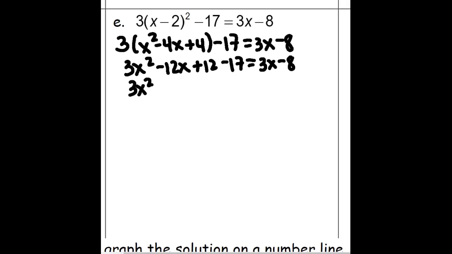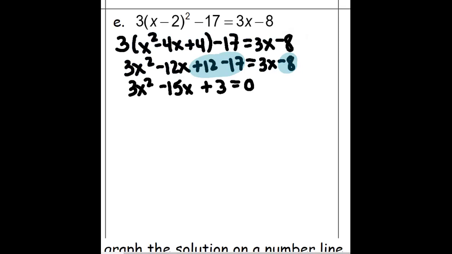Get everything on one side, 0 on the other side, so I'm going to have a 3x squared. I'm going to minus 3x, so that's going to be a negative 15x. Now, this here is going to end up being a negative 5. And then I'm going to add the 8 to get it to the other side. So a negative 5 plus 8 is going to be a positive 3.